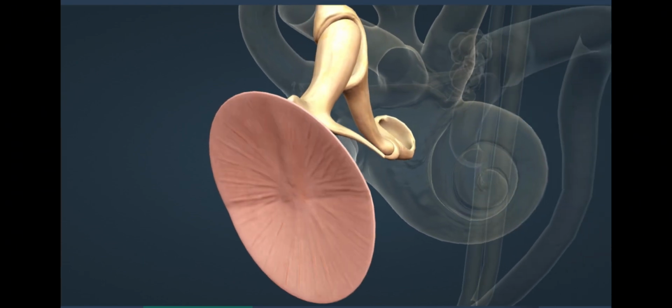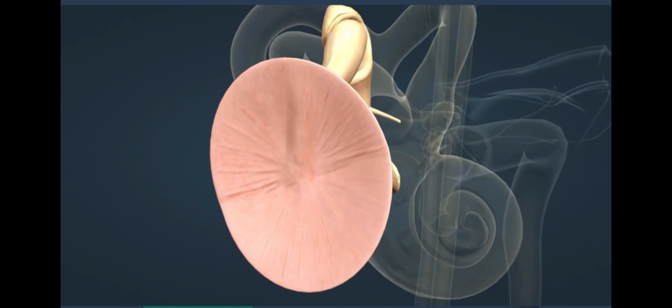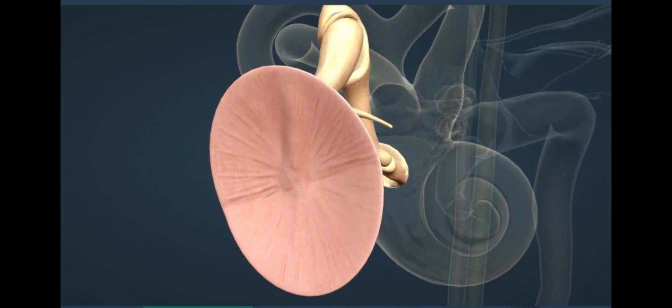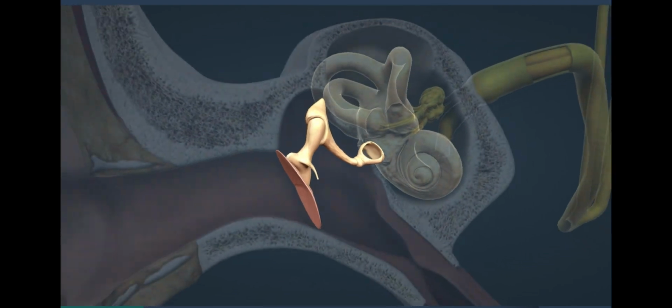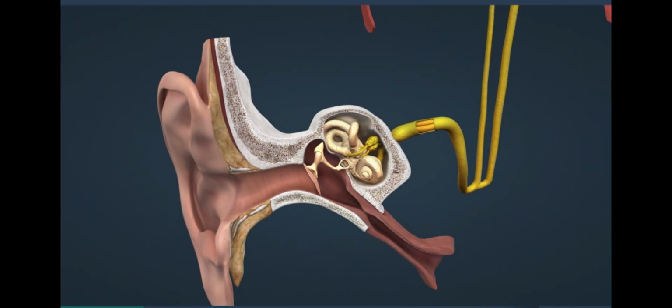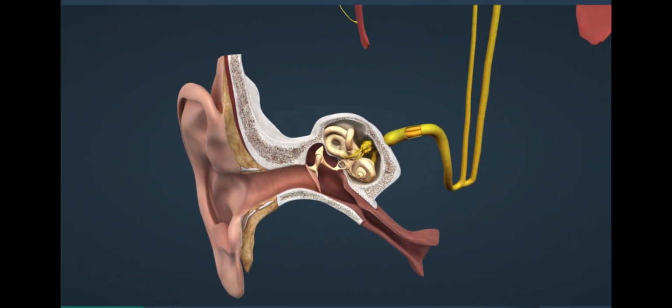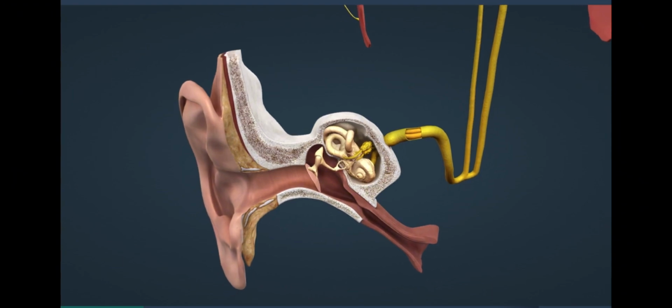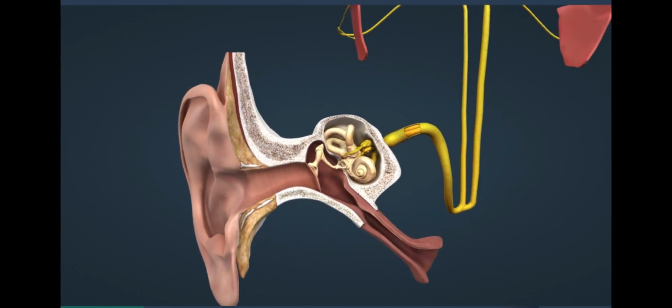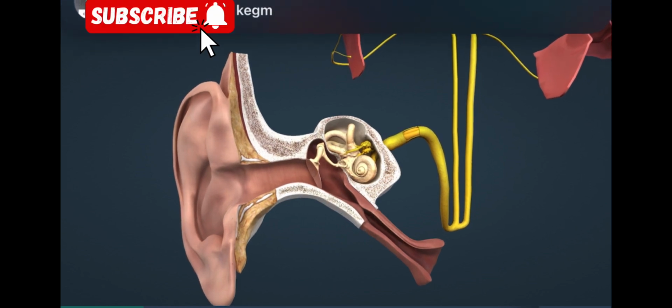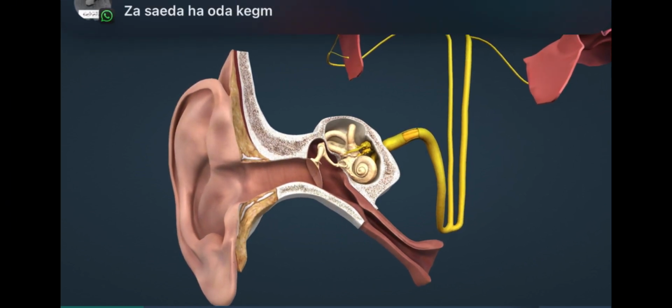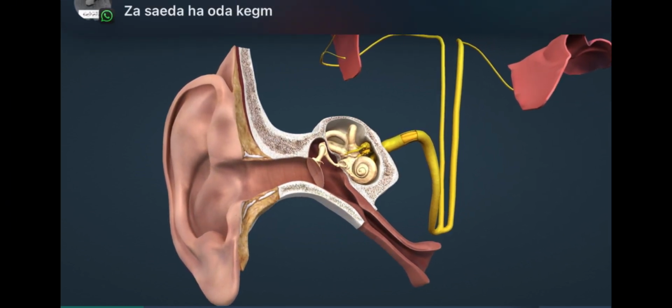8. Common ear problems. Some common ear conditions include hearing loss caused by aging, noise exposure, or infections. Tinnitus, perception of ringing or buzzing without an external sound. Ear infections, especially common in children, often involving the middle ear. Balance disorders, such as vertigo, due to issues in the vestibular system.